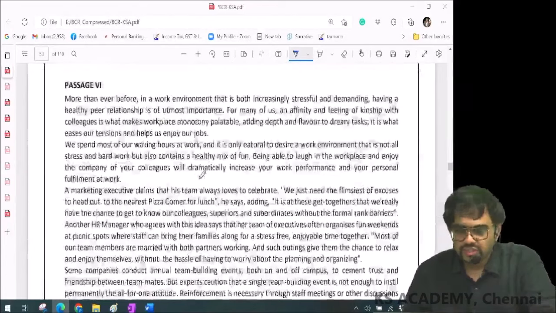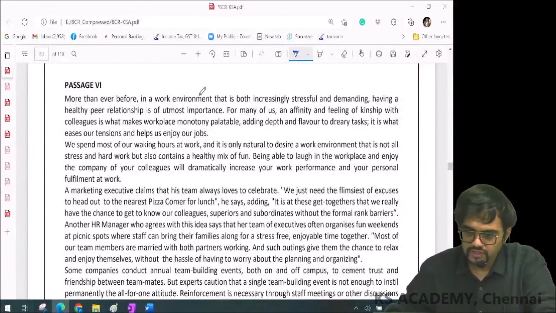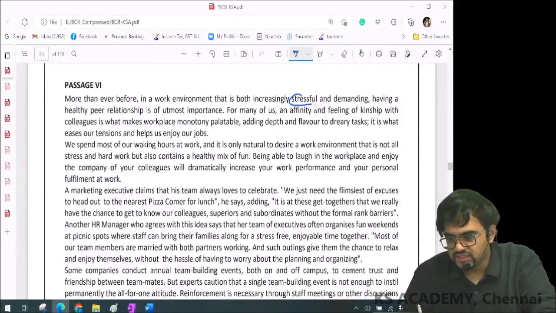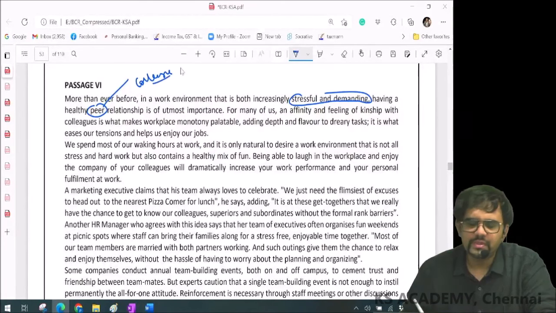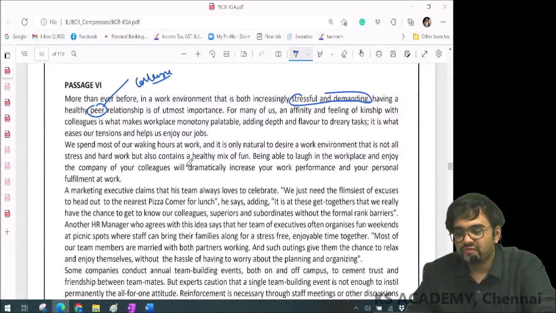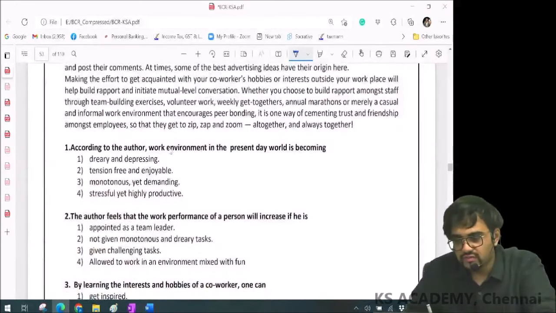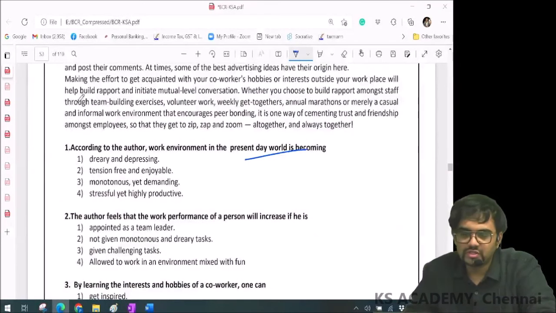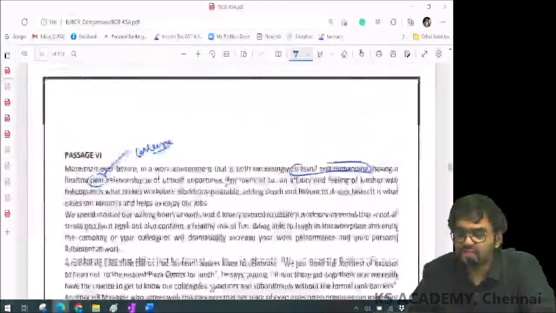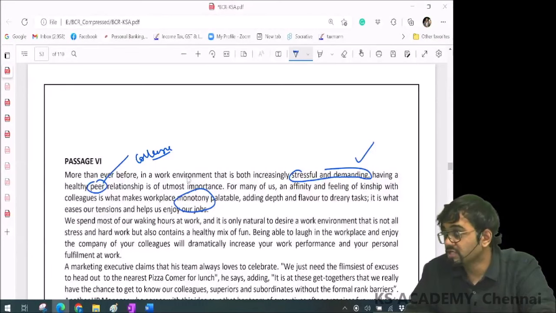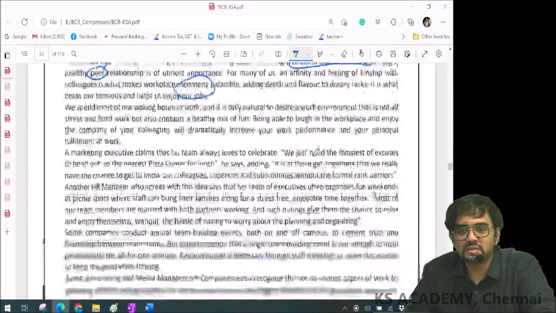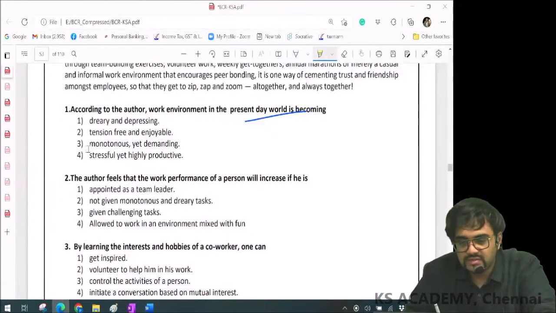Come on guys, yes. So what is this talking about? It's talking about where the work environment is increasingly stressful and demanding. Having a healthy peer relationship, not beer, peer. Peer means what? Your colleagues. Having an important peer relationship is of utmost importance. So if you see, question, according to the author, work environment in the present day is becoming what? Stressful yet highly productive? No. Are they talking about productivity? No. They are saying that it has become very demanding, but it is very monotonous. Monotonous means it's very boring. It is boring also, same thing you are doing, but it is very demanding. So the answer would be monotonous, yes, yet very demanding.